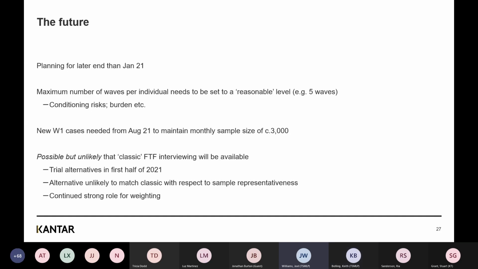So that means that we need to trial alternatives in the first half of 2021 to bring new people in, because it's possible, but actually very unlikely, that classic face-to-face interviewing will be available much before August, and possibly not until much later than that. So therefore, we do need to trial some alternatives. And these alternatives may borrow from designs such as the Labour Force Survey and the Labour Market Survey that Ian discussed at the beginning, but ultimately will be tailored for the crime survey requirements, and will look quite different. Anything we come up with, though, is very unlikely to match the classic crime survey face-to-face with respect to sample representativeness. So there will continue to be a strong role for weighting the sample that there is at the moment.